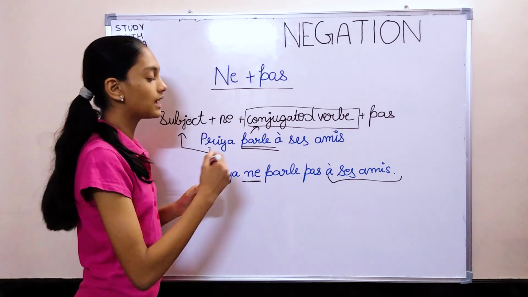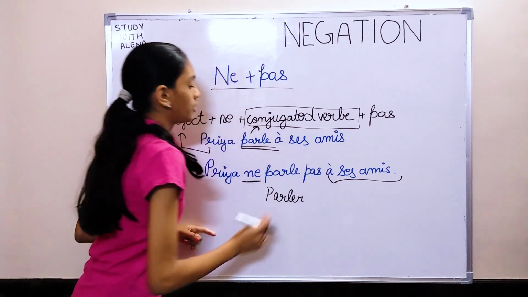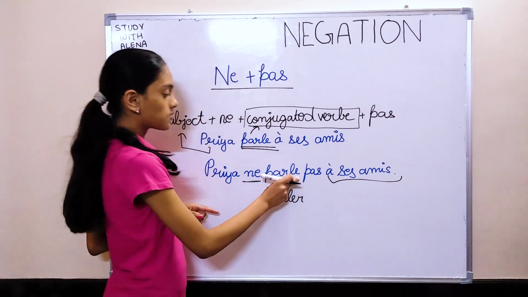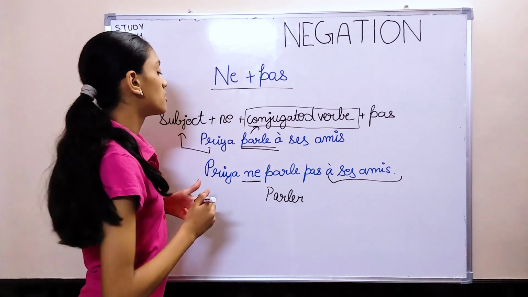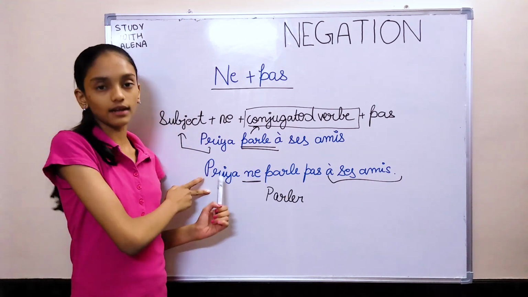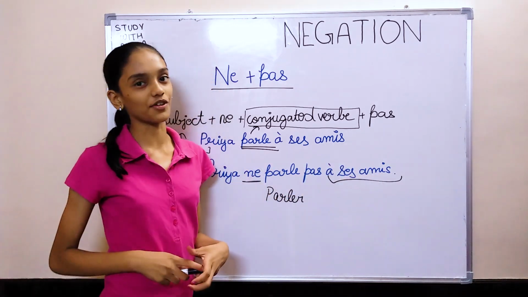Now, parle is an -er verb. Parler. Now here, the R is missing. That means the word is conjugated. So, the subject, ne, conjugated verb, pas, and the rest of the sentence.